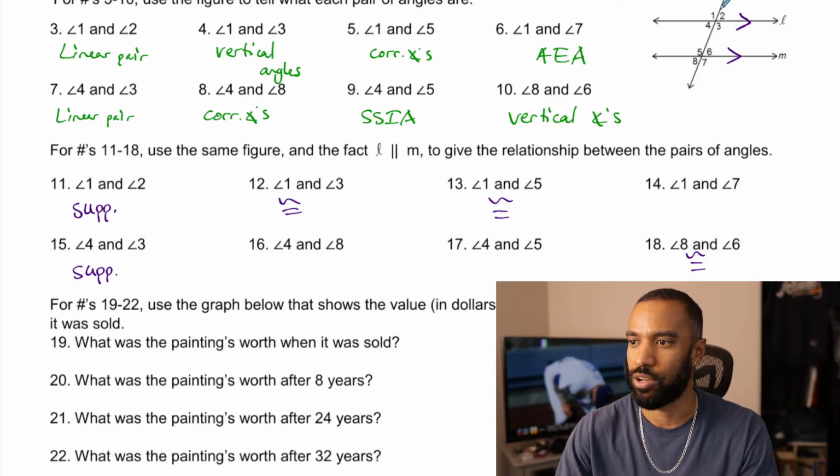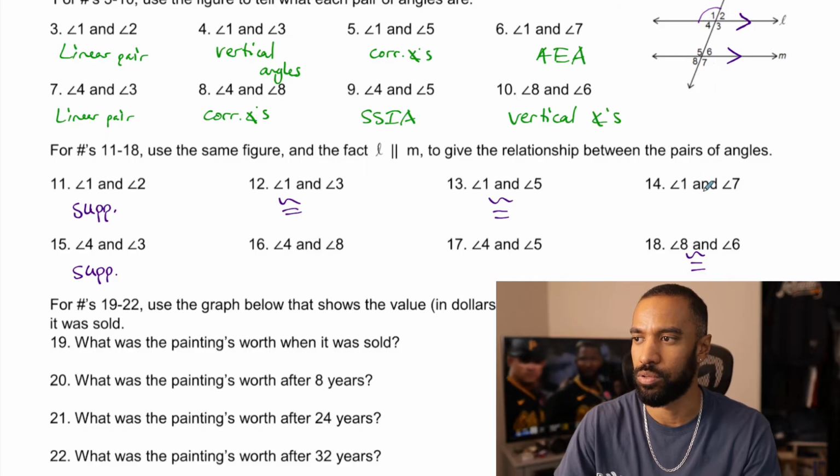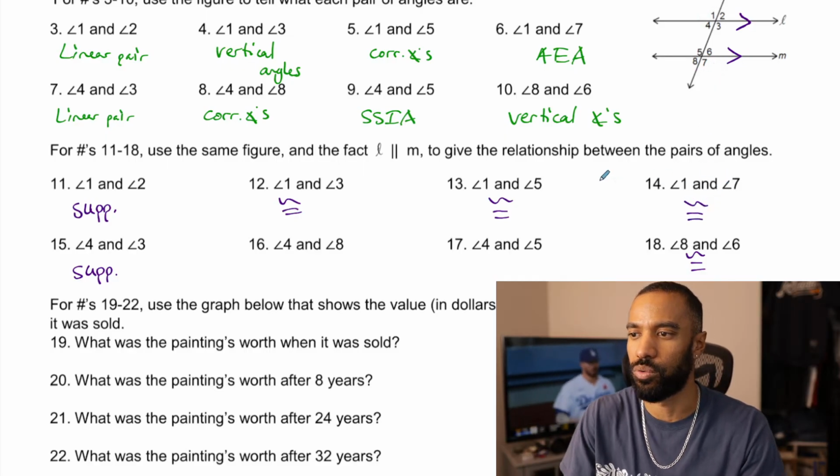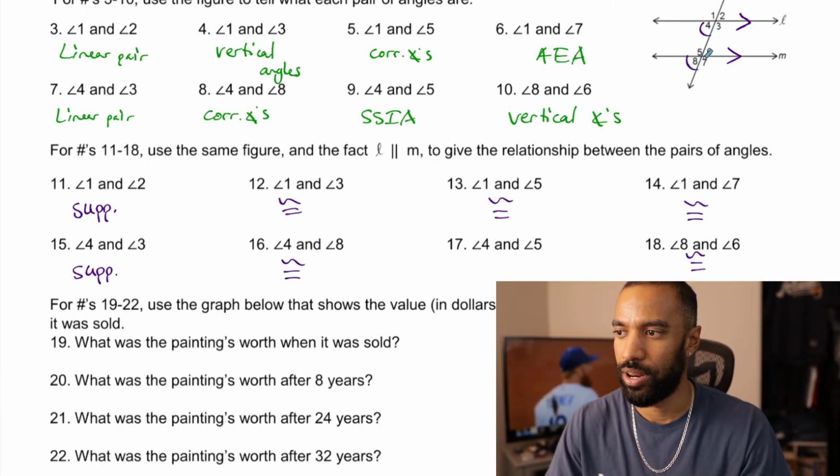Alternate exterior angles, the 1 and 7, those are congruent as well. Notice the obtuse appearance of both of those. Alternates are congruent when lines are parallel. Same sides... oh, here's another corresponding that's congruent: 4 and 8.